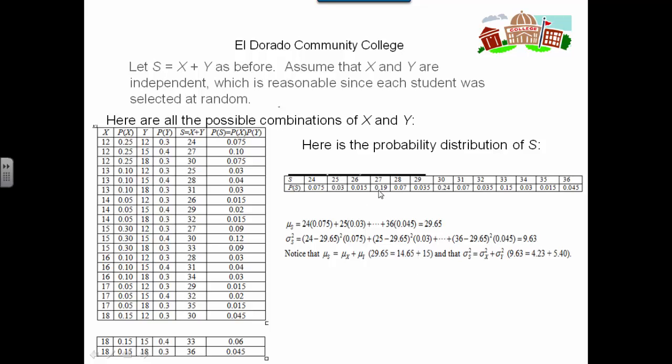Here is another example going back to the El Dorado Community College. Here's the probability distribution of the possible outcomes s of x plus y. So here's the mean of s and the variance of s. We take the mean of x plus the mean of y, which is 29.65, and for the variance, the variance of x plus the variance of y was 9.63.